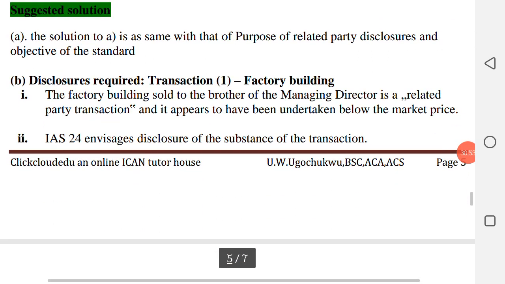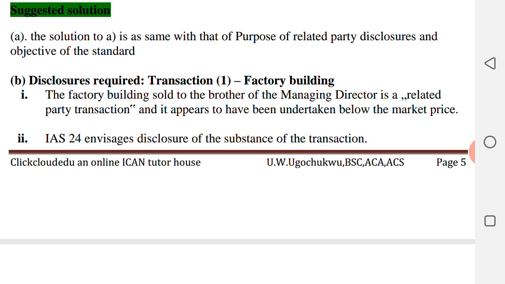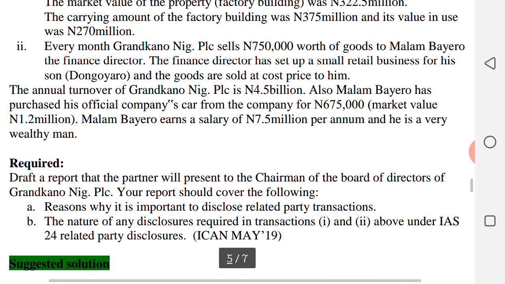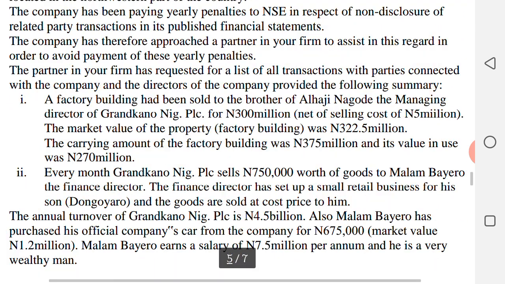Why the B? Disclosure required in transaction 1, the factory building. When you look at the factory building, you find out that it was sold at 300 million naira, which is the net of selling cost of 5 million naira.